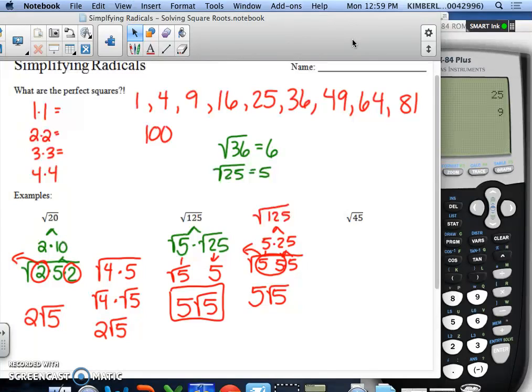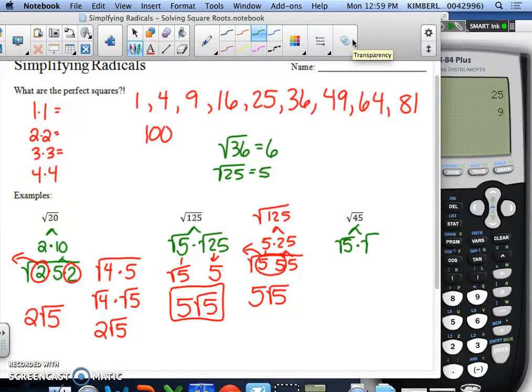So I know the square root of 45 is going to be the square root of 5 times the square root of 9. Okay? I know 9 is a perfect square, so the square root of 9 is a 3. So I can just go ahead and jump to that's a 3. And then the square root of 5 cannot be simplified. So I would write my answer 3 root 5. So you put the square root at the end of the problem.